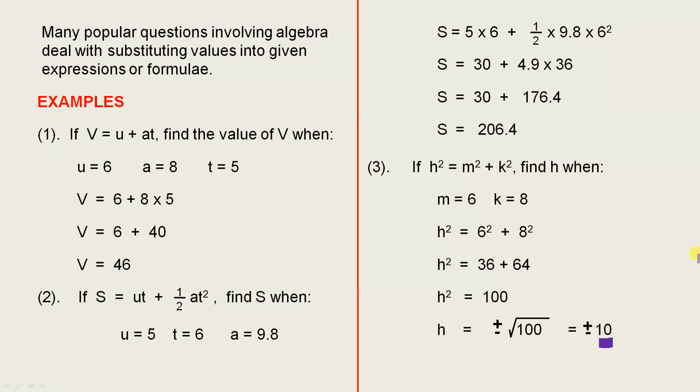So this video has given us 3 examples to show us how substitution works. It's very straightforward. If you're given the values of all the pronumerals except the one you want to find, substitute them into the given formula and be careful when it comes to order of operations. And that's all you have to do and you can't go wrong.